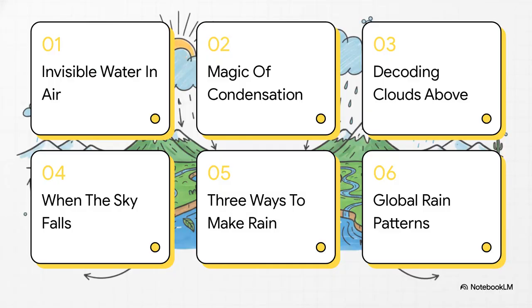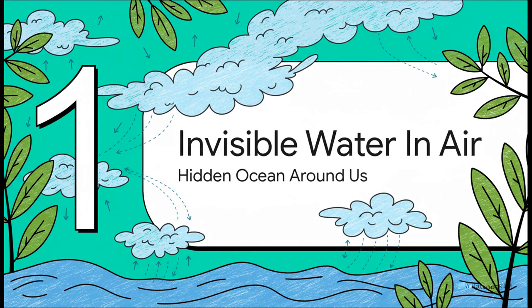Here is our roadmap to make sense of these complex mechanics. We'll be looking at invisible water in air, the magic of condensation, decoding the clouds above, when the sky falls, 3 ways to make rain, and finally, global rainfall patterns. Starting right off with Section 1, invisible water in air, or the hidden ocean all around us.